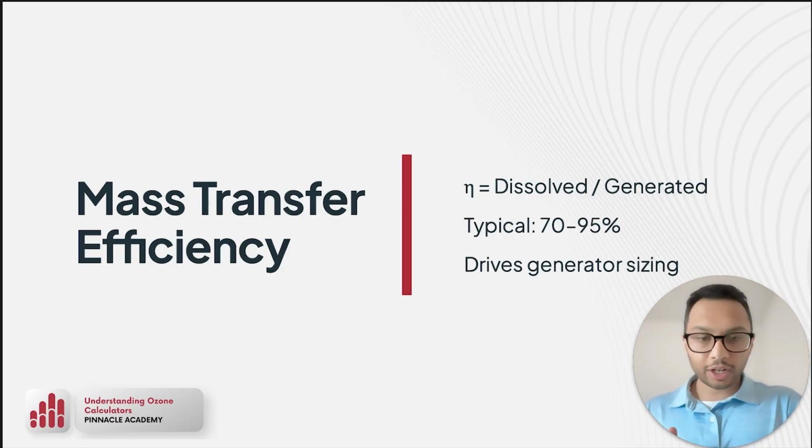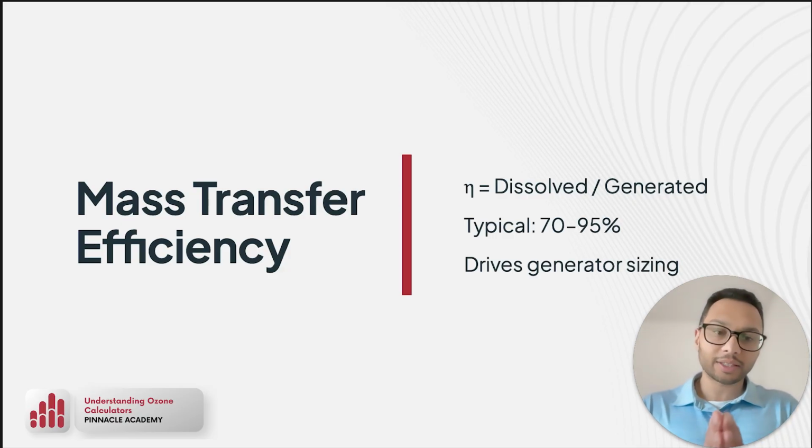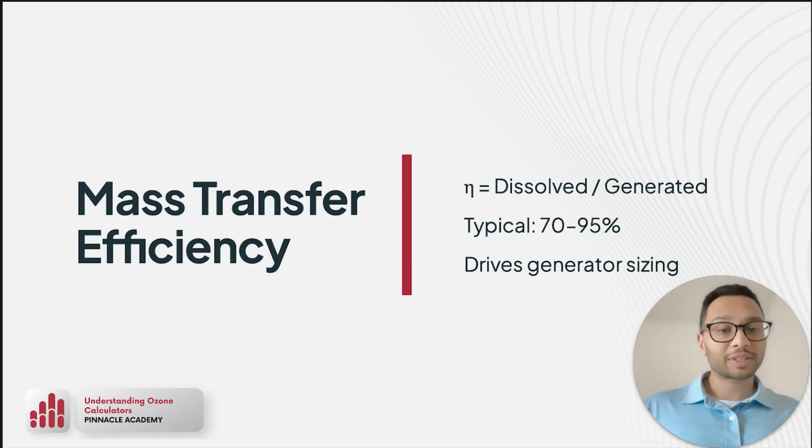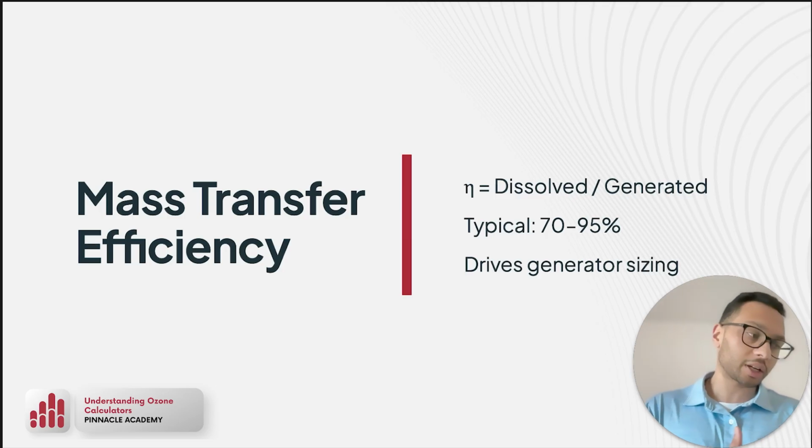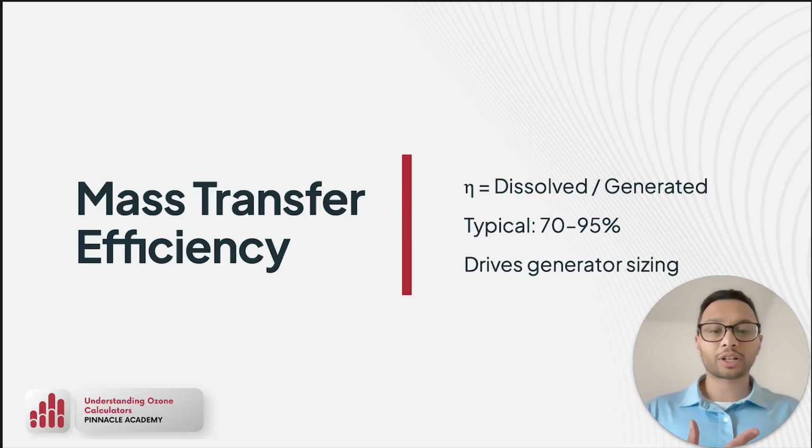This is critical because if you size a generator based on dose alone, you get a system that doesn't perform to your standards. You have to design the system based on dose and efficiency. If your efficiency is low, your generator needs to work harder, your energy costs will increase, and your performance suffers. So it is very critical to understand, when you have an ozone system, what is the mass transfer efficiency? If it's 70%, you need to compensate for that remaining 30%.